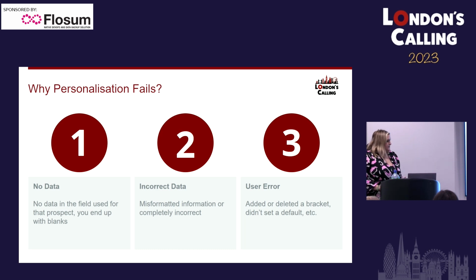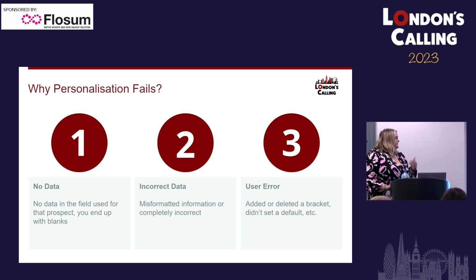The third one is user error. So when we're looking at HTML and when we're just looking generally around our assets, there is an element of user error that could impact our ability to personalise what we're sending out. So if we've got an added or deleted bracket, if we didn't set a default value, that could impact our ability to personalise properly.